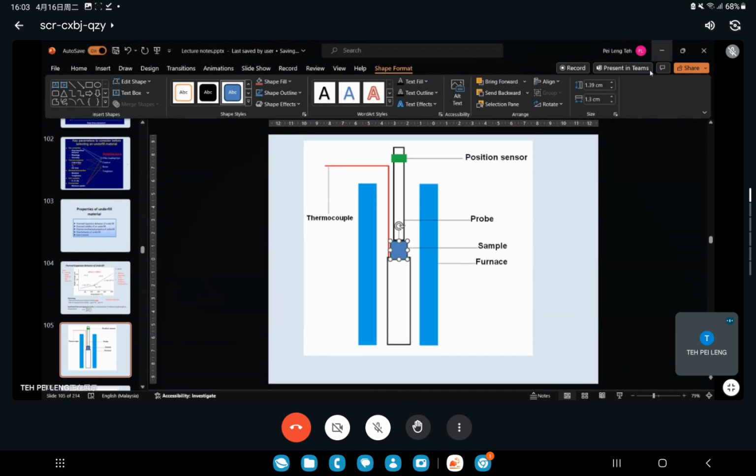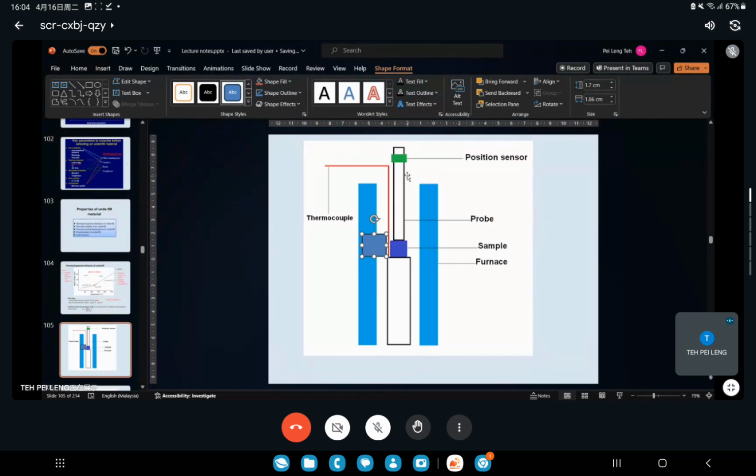Expand, yeah. So for example, originally both are the same. Before you heat up, the sample looks like this, right? After you heat up, the sample expands, right? Expand. So where you measure this thing, this probe.